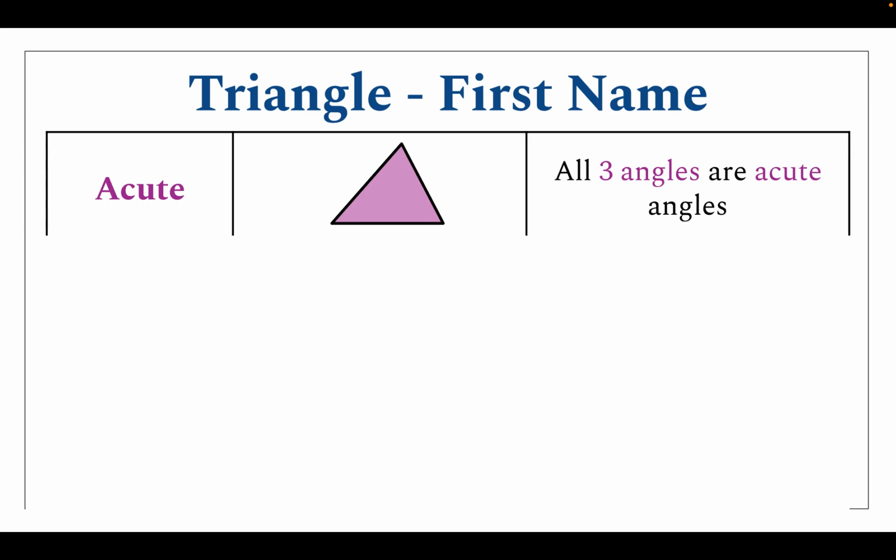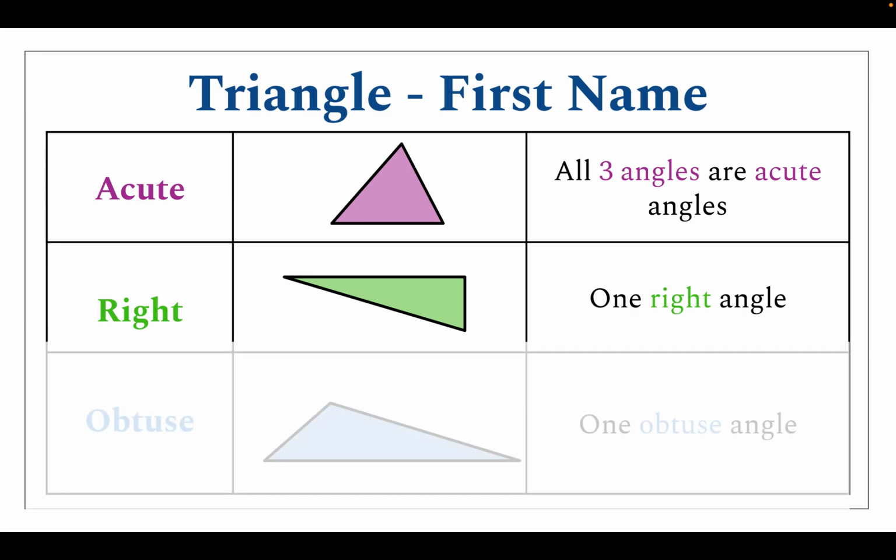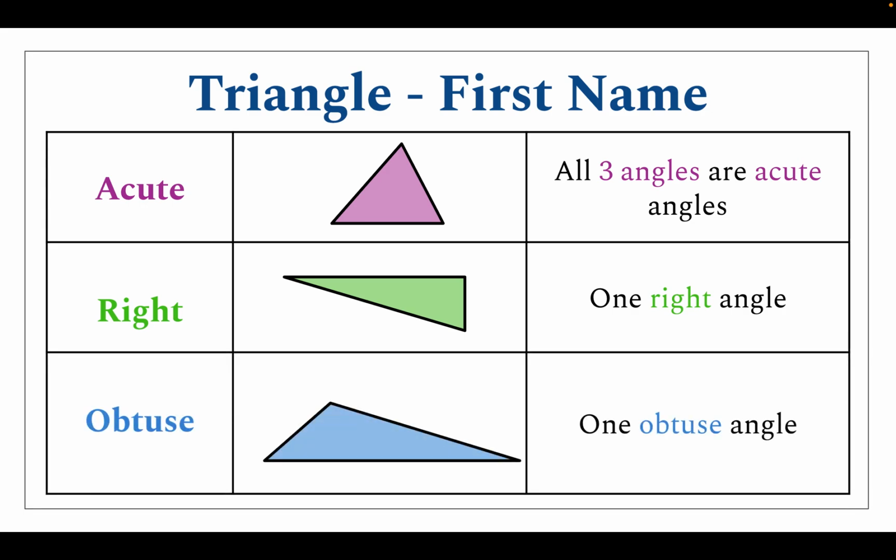If all three angles are acute, which means they're less than 90 degrees, then the first name of the triangle is acute. If the triangle has one right angle, then it is a right triangle. If the triangle has one obtuse angle, then it is an obtuse triangle.